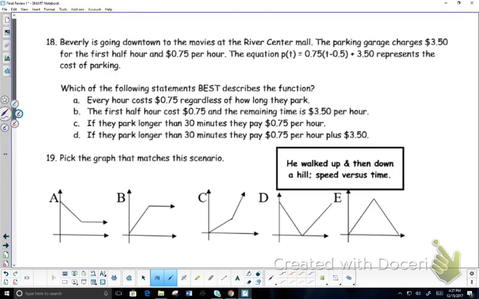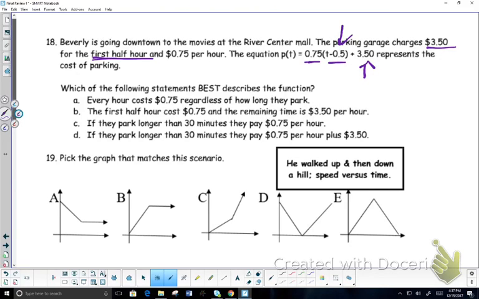Okay, picking up at number 18. Beverly's going downtown to the movies at the River Center Mall. The parking garage charges $3.50 for the first half hour, and then it's going to be 75 cents per hour. So notice they've got 75 cents. Here you'll notice they're charging 75 cents per hour, but they're going to subtract out that first half hour that you've already paid $3.50 for. Okay, so that's what all that stuff is talking about.